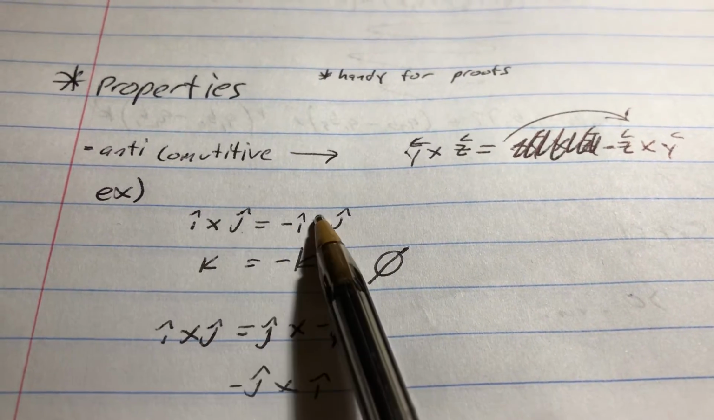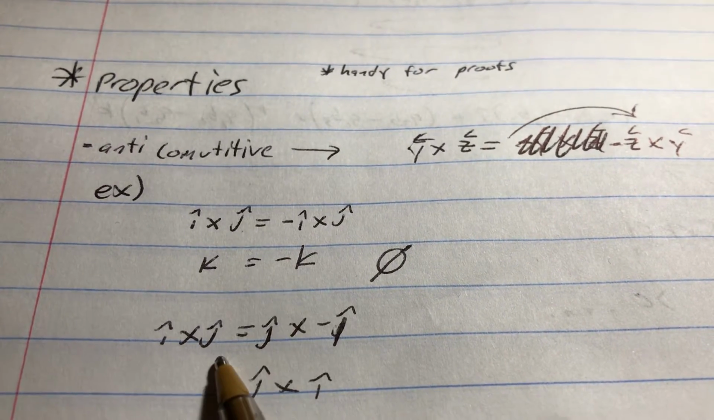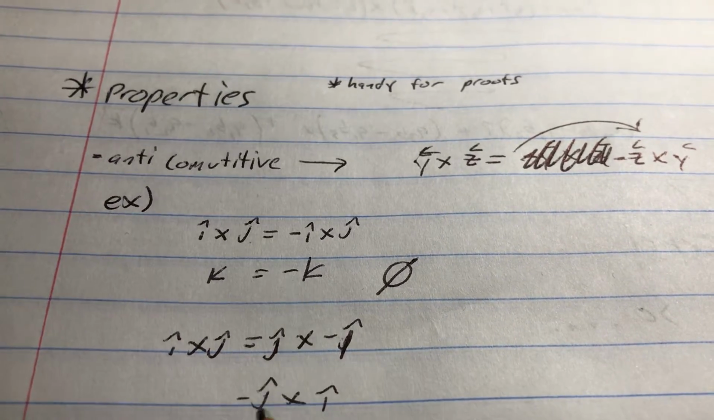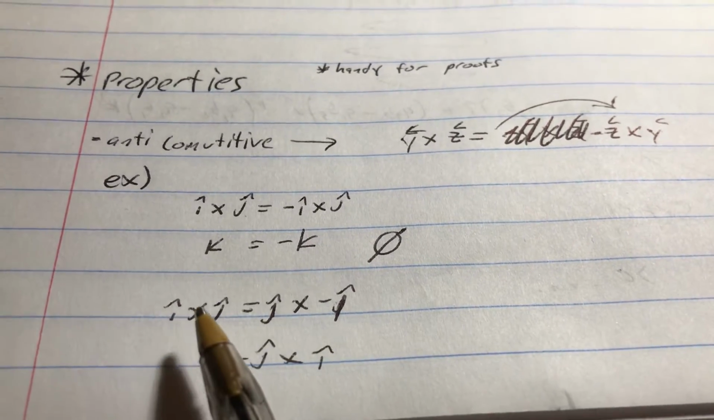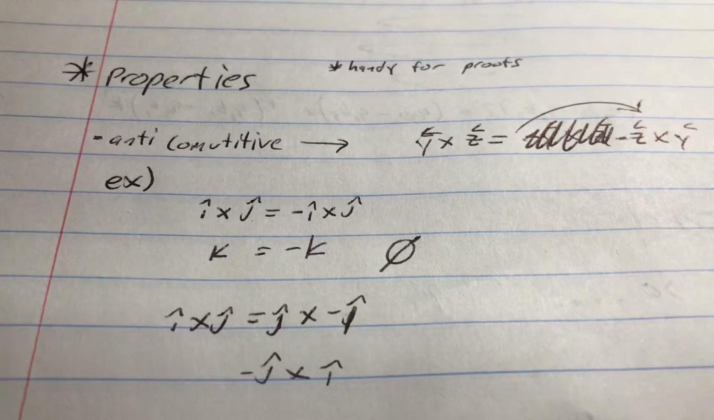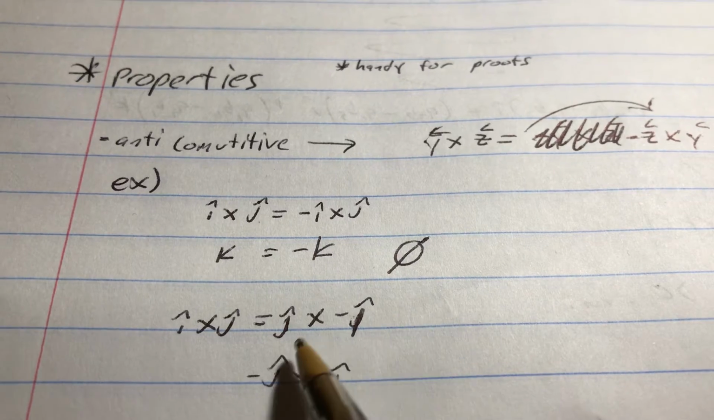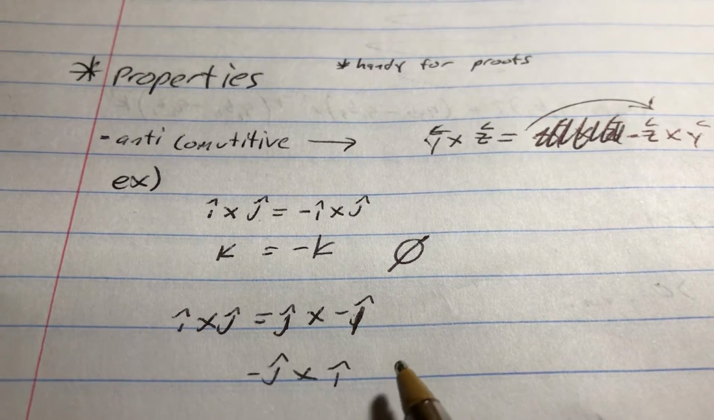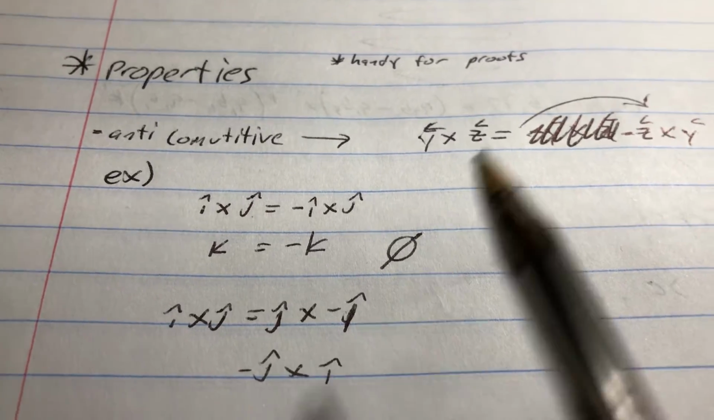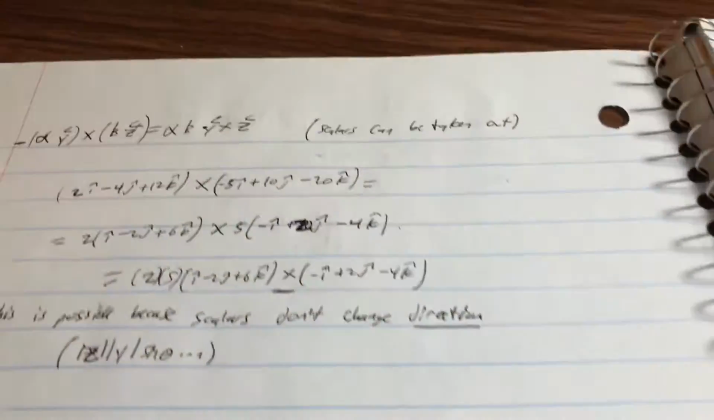To make it equal each other, it needs to be i cross j equals j cross negative i or negative j cross i. And that comes out to be k and then k, because the negative will make it the opposite, and also switching them will make it the opposite. And so it's important to know the order of cross products really does matter. Okay? Let's look at more cross products.